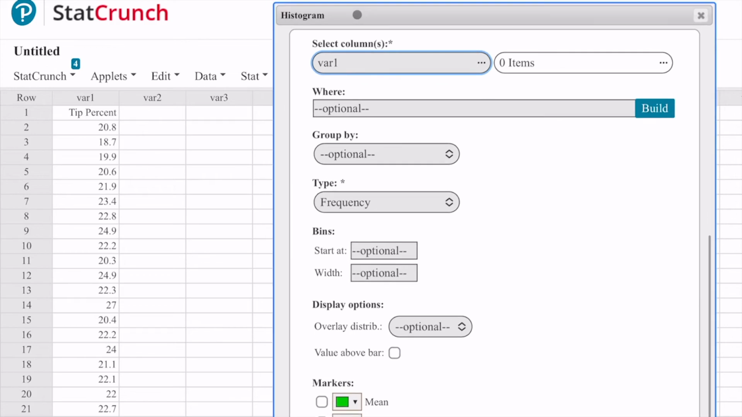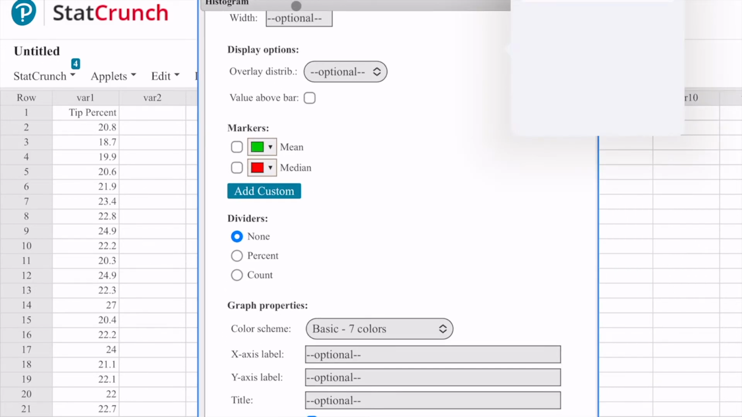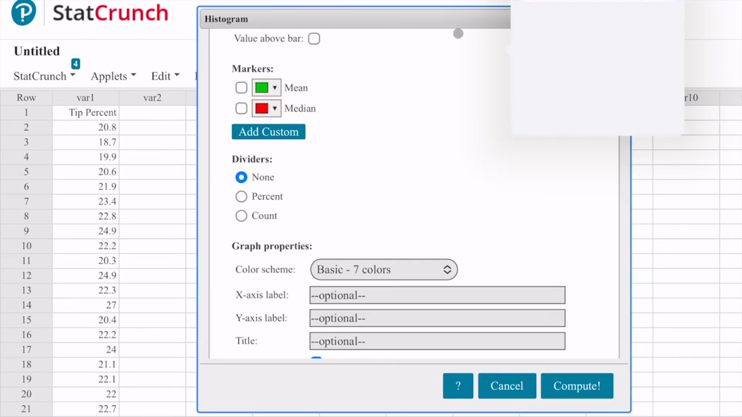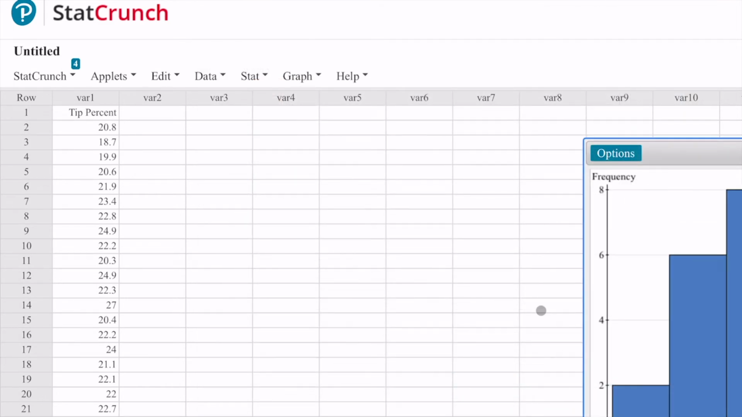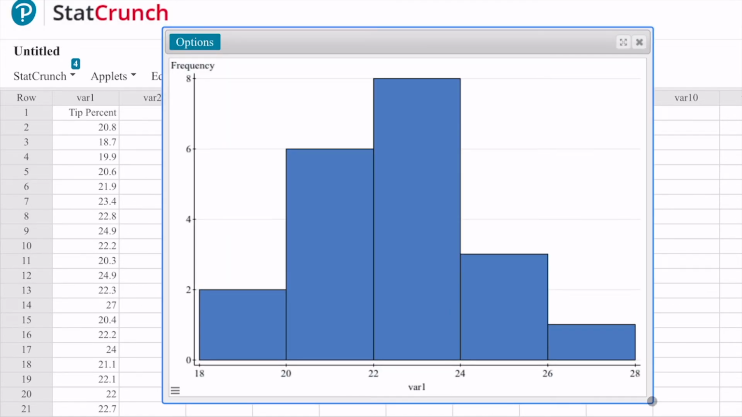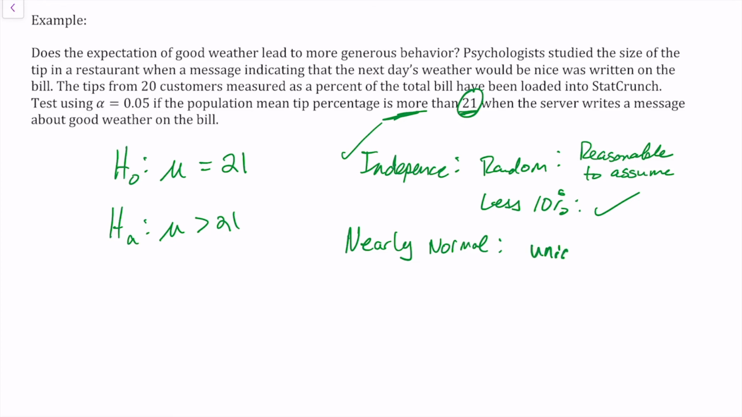Let me make this smaller. Let's click on compute, and there is our histogram. Our histogram looks to be certainly unimodal, and it looks to be pretty symmetric. So the histogram is unimodal and symmetric, so we are good to go. So we are nearly normal. So the conditions are met.